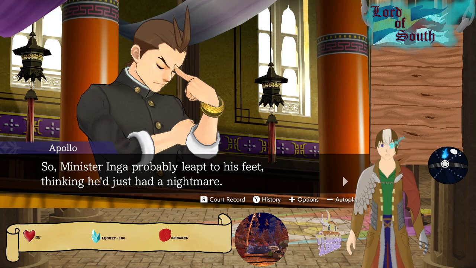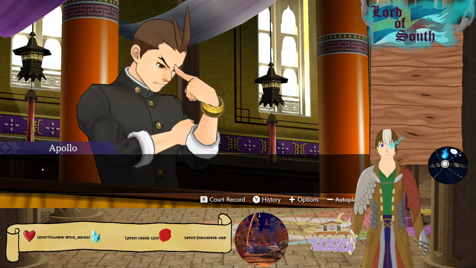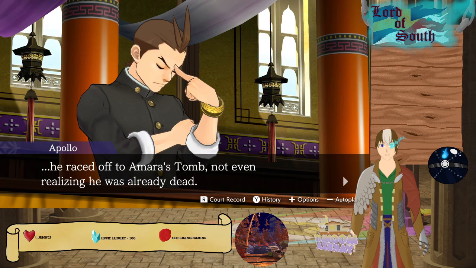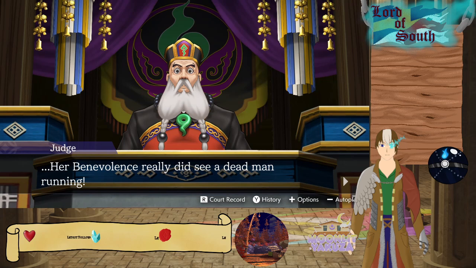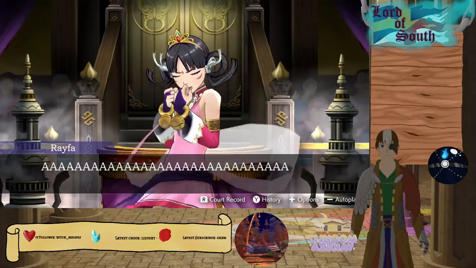So Minister Inga probably leapt to his feet, thinking he just had a nightmare. Then realizing it was almost time for the hostage exchange, he raced off to Amara's tomb, not even realizing he was already dead. Then Her Benevolence really did see a dead man running.